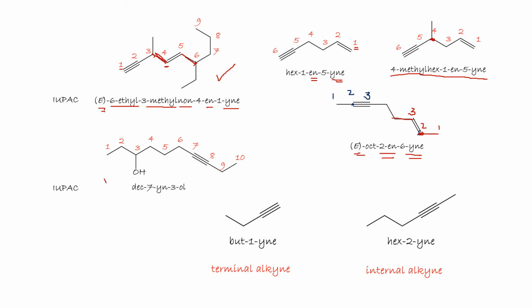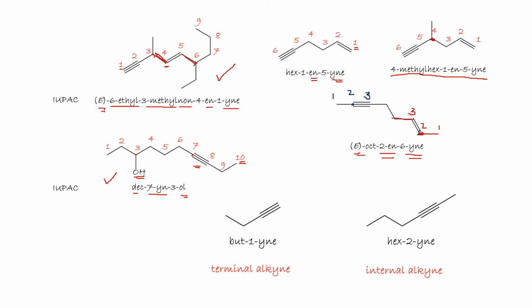For this compound, we have 2 functionalities, alcohol, which is more senior than the triple bond. We have both of them. Select the chain that contains both functionalities, and then number the system to the shortest to the OH, the senior group. So OH will be on carbon 3 and the triple bond will be on carbon 7. So it will be dec-7-yn-3-ol.